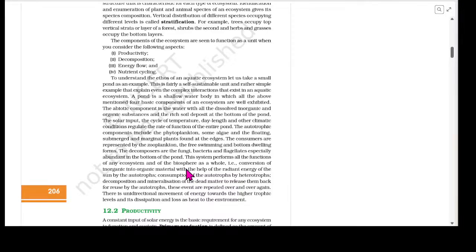That is, conversion of inorganic into organic material with the help of radiant energy of the sun by the autotrophs. Consumption of the autotrophs by heterotrophs, decomposition and mineralization of the dead matter to release nutrients back for reuse by the autotrophs. These events are repeated over and over again. There is unidirectional movement of energy towards the higher trophic levels and its dissipation and loss as heat to the environment.